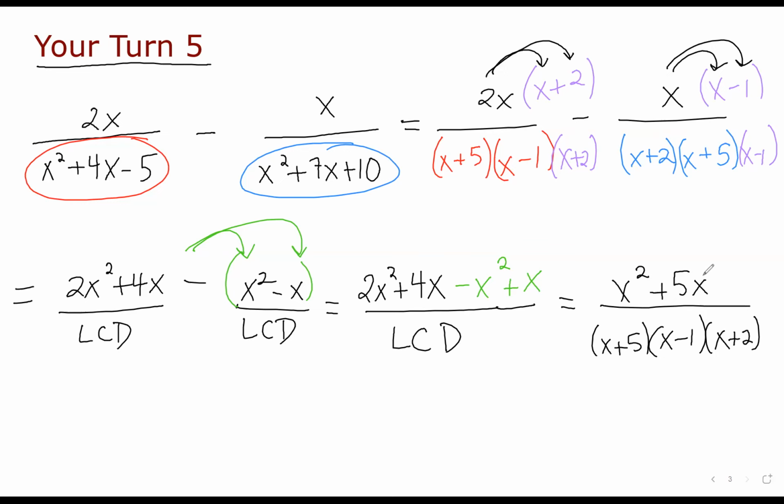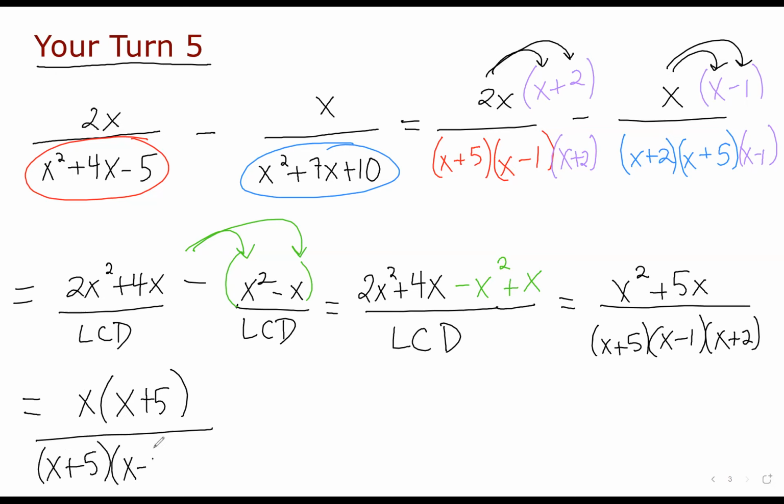Let's check to see if we can factor the numerator. And we can. X squared plus 5x has a common factor of x, so we can factor out a GCF. So x times x plus 5 is what we have in the numerator. Writing out the denominator one more time, x plus 5, x minus 1, x plus 2. Little issues with the writing there. Okay, so again, x times x plus 5 in the numerator over x plus 5, x minus 1, x plus 2 in the denominator. So everything is factored.